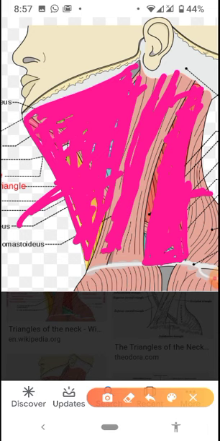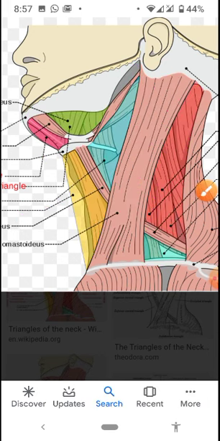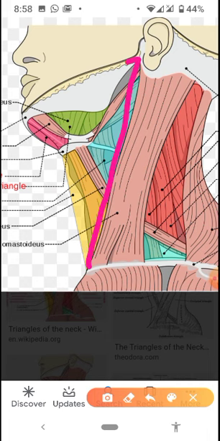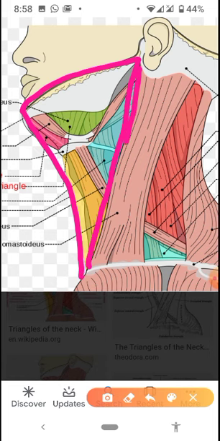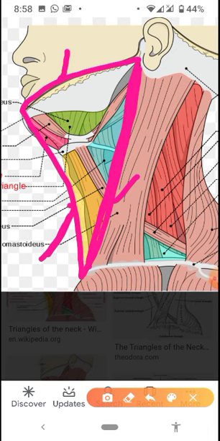Okay, so let's go into detail, first the anterior triangle. As we discussed, the posterior boundary of the anterior triangle is formed by the sternocleidomastoid muscle, the anterior boundary by the midline, and the superior boundary by the mandible. Then comes the detail. Basically, this triangle is further divided into four triangles. Why is it divided into four triangles?